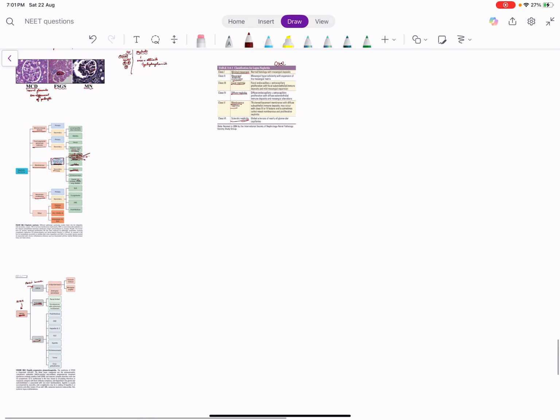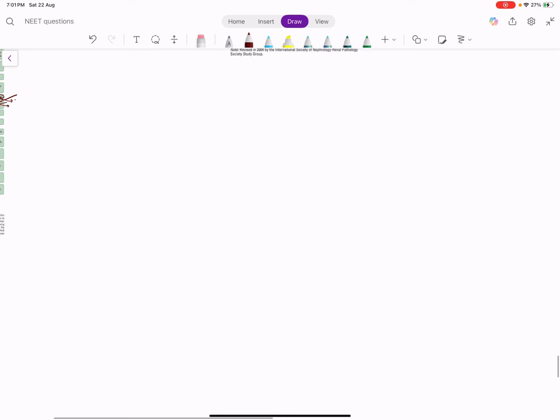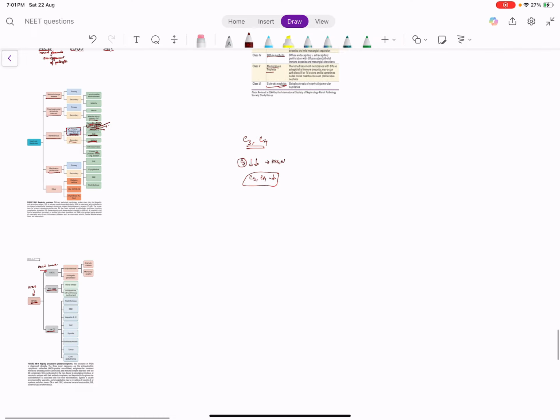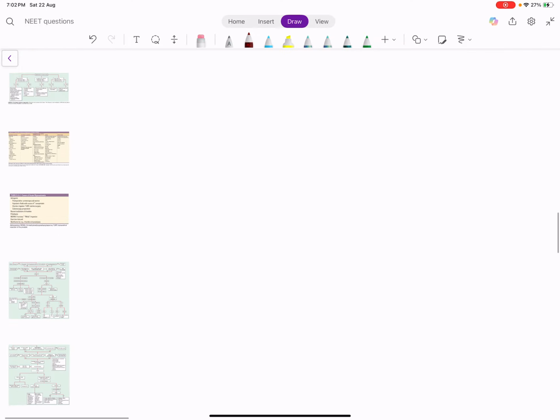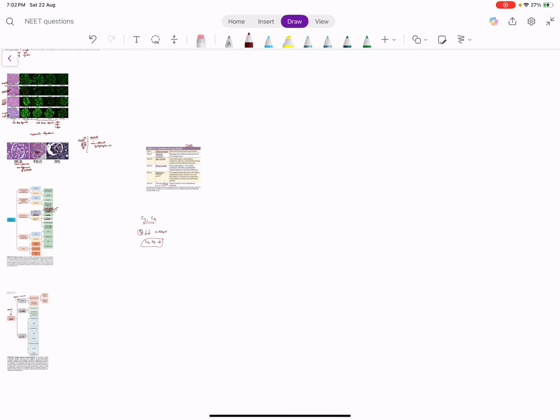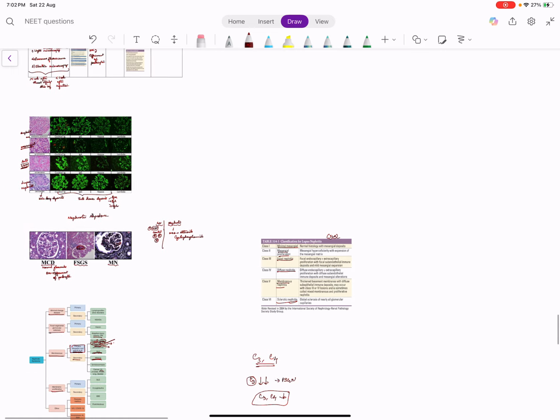In most of the glomerulonephritis, it is important to see C3 and C4, because usually C3 will be low in conditions like PSGN, but in SLE, C3 and C4 both will be low. These are the complement deposits, right? So how will you evaluate a glomerulonephritis? By doing biopsy, that is the main thing. Then we can do C3, C4, and we can follow up the response.